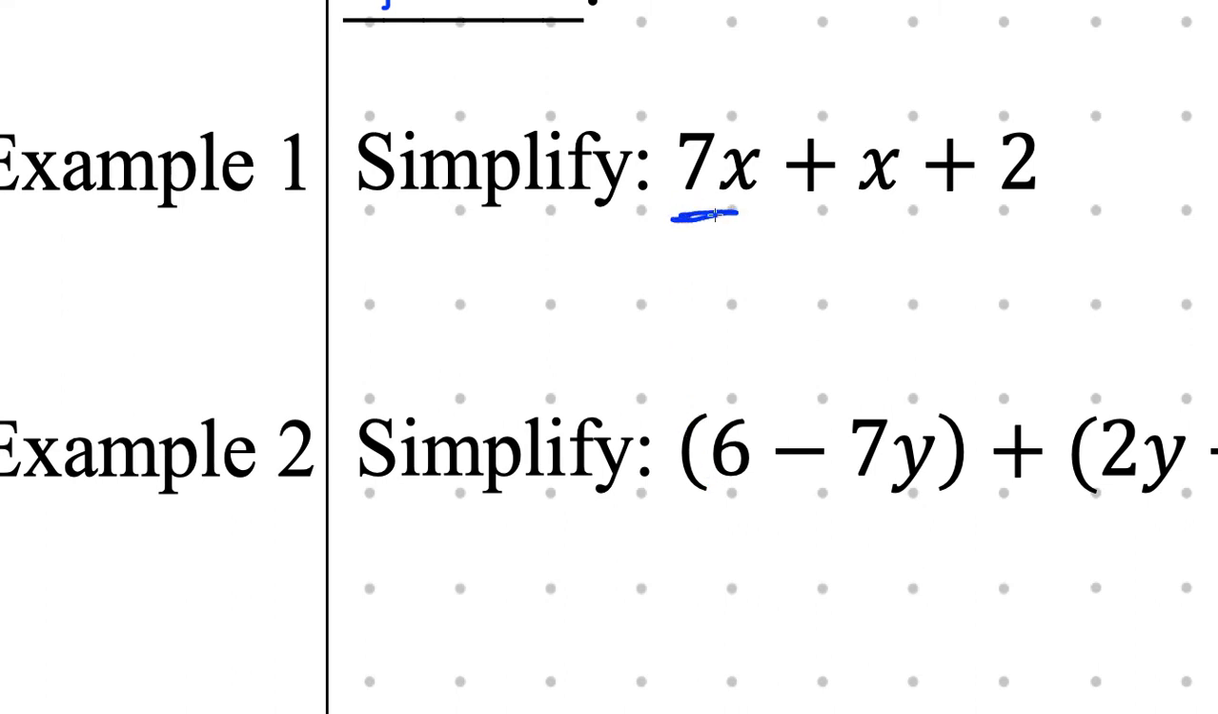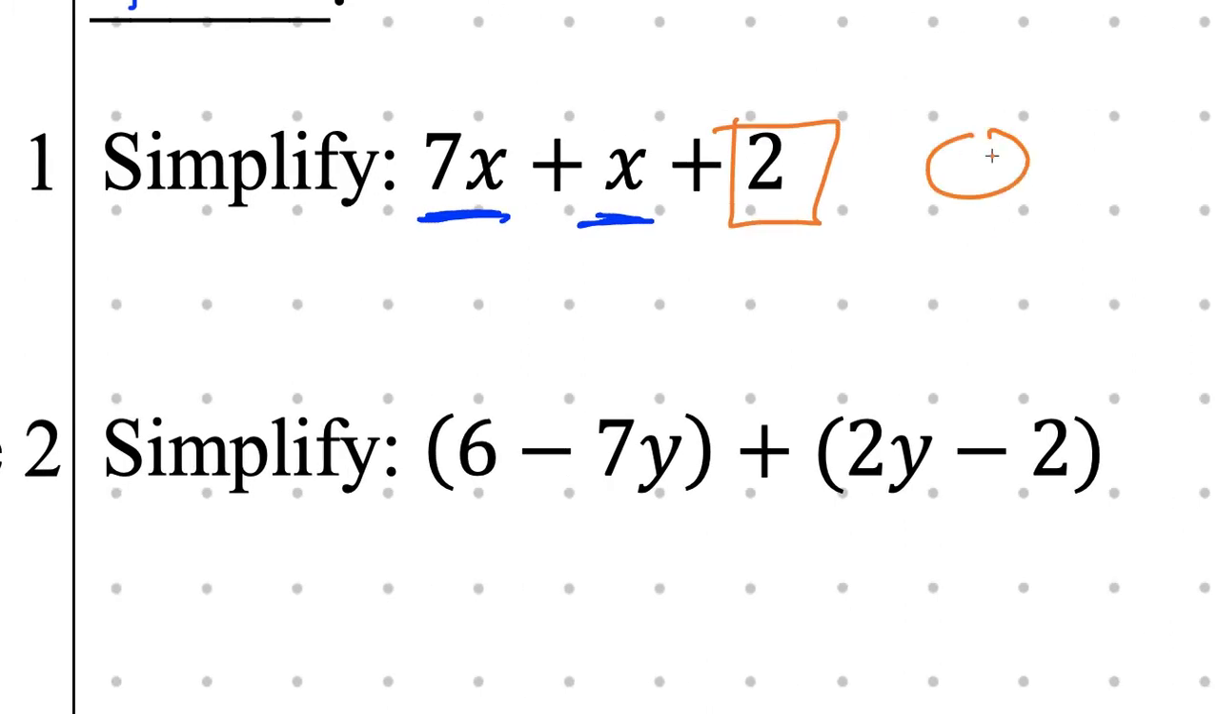So I'm going to underline 7x and x. And if I have a different set of like terms, I could box them. Or if I had a different set, I could circle them. I just want to have a different way of annotating each of them. Is there anyone that can actually combine these like terms?